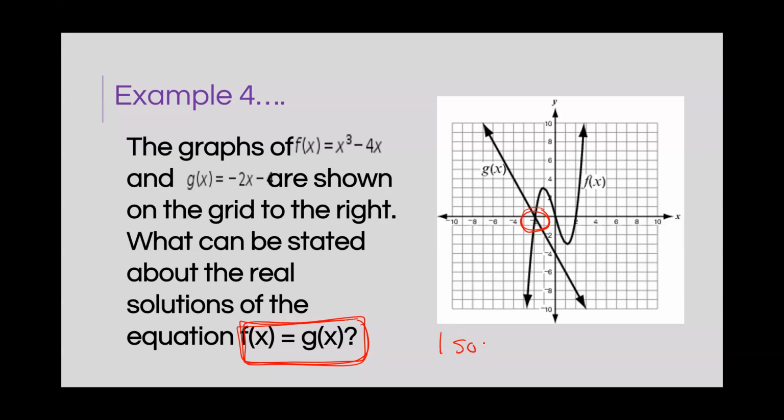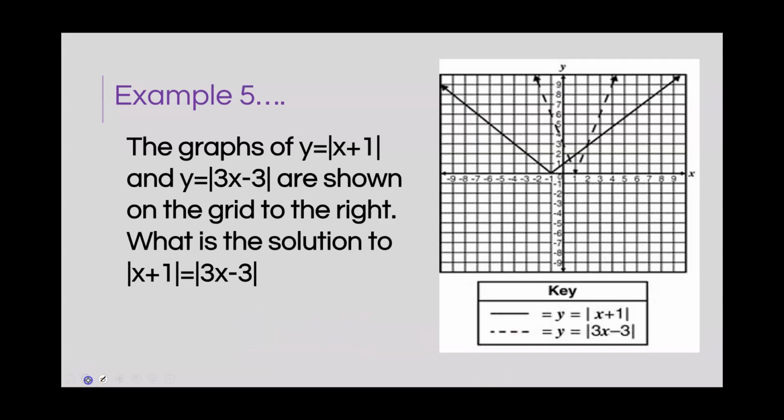So they have one solution. It says what can be said, so let's say it. There's one solution. And then what is that solution? That solution is the ordered pair -2, 0. Okay, so it has one real solution, and that is -2, 0. So it's another way we could ask you about systems. Here's another one. It says the graphs of y equals absolute value of x plus 1 and y equals absolute value of 3x minus 3 are shown on the grid to the right.